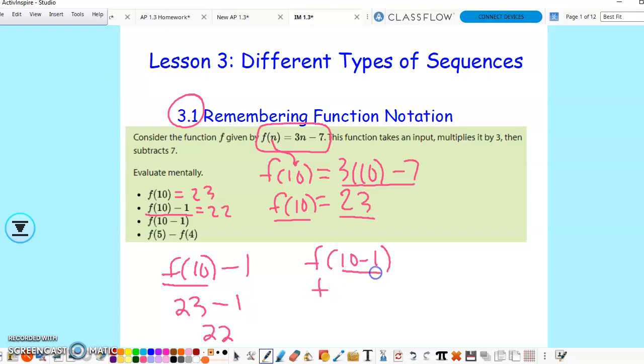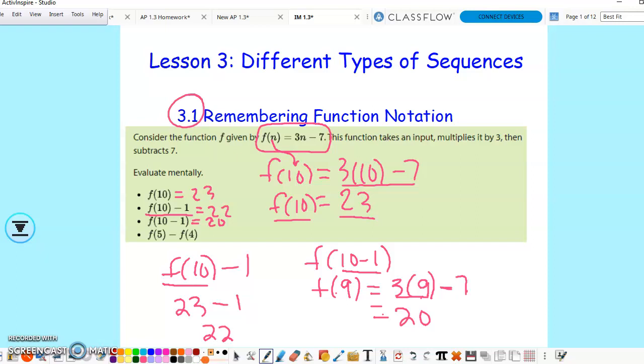So f of 10 minus 1, we have to do what's in the parentheses first, which is f of 9. Then to find f of 9, I come back to my function and I replace the n with 9 this time. I can see 3 times 9 is 27, minus 7 is 20. So because f of 9 is 20, f of 10 minus 1 is also 20 because they're the same thing.